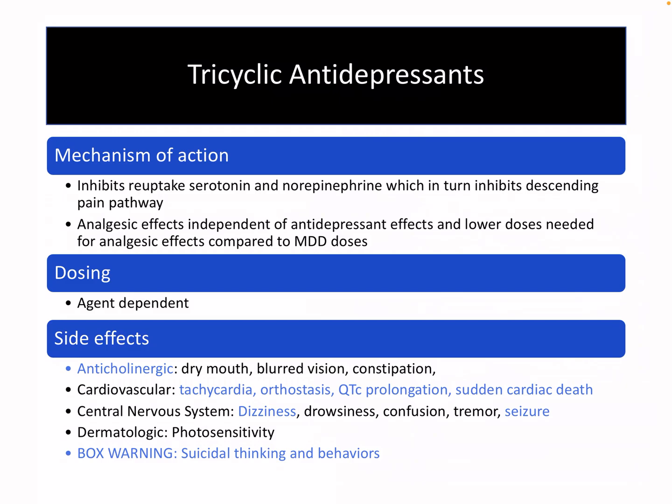So let's start with antidepressants, tricyclic antidepressants. They work both on serotonin and norepinephrine. So they have a very similar mechanism of action as the serotonin norepinephrine reuptake inhibitors as well. So you can use lower doses for analgesia compared to antidepressant. The dosing is agent dependent. I will show you those here in a minute.